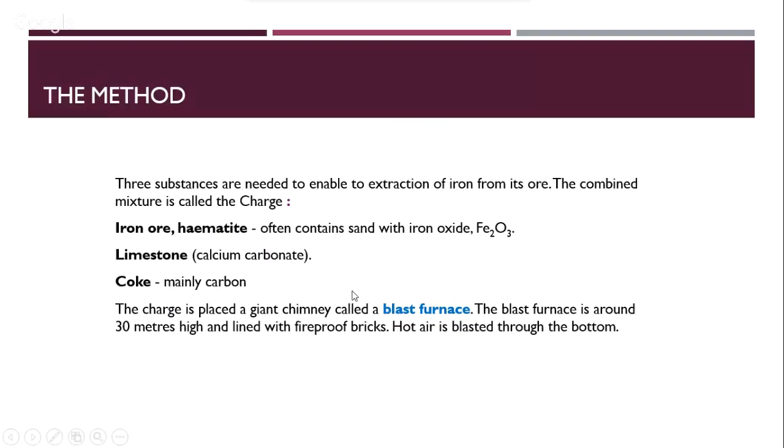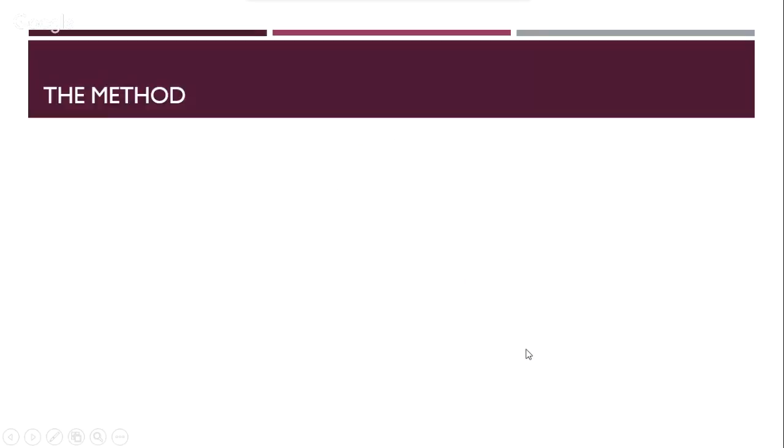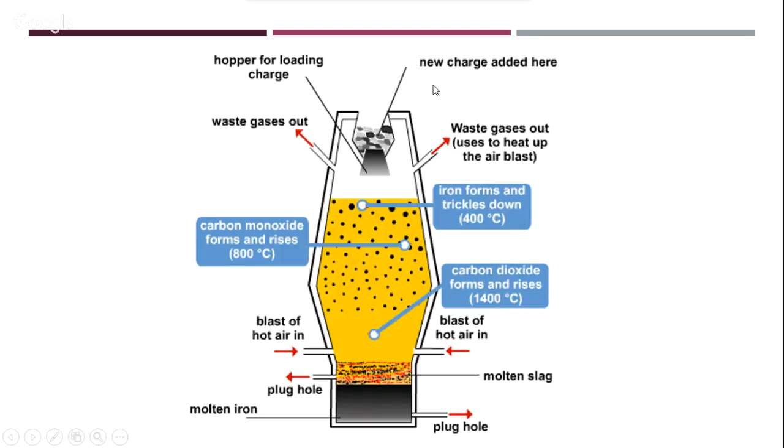Right. So now this charge is what is put inside the blast furnace, which is generally about 30 meters high. And internally it is lined by fireproof bricks because it should not damage the external surface. And then the hot air is blasted through the bottom. So if you look at our diagram now, the charge, which is limestone plus coke plus hematite, is put through this blast furnace, the mouth of the blast furnace.